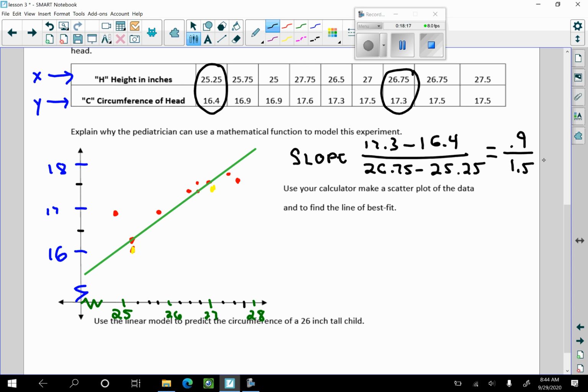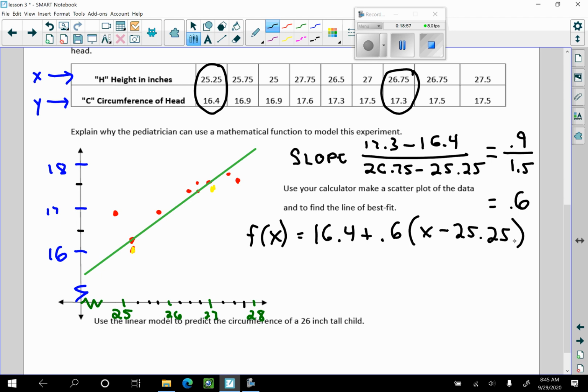0.9 divided by 1.5. So this slope is going to be 0.6. So that's the slope. And now I'm going to use either one of those points. Let's just use the first point. And so my linear model, call it whatever I want, let's call it f of x, is going to be 16.4 plus 0.6 times x minus 25.25. So that's my linear model.